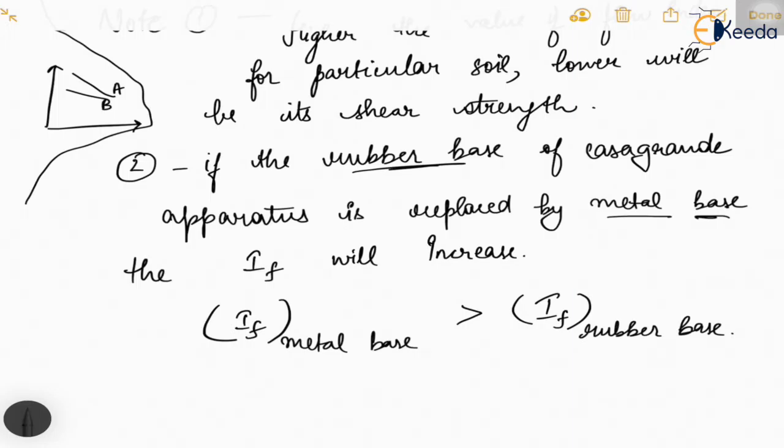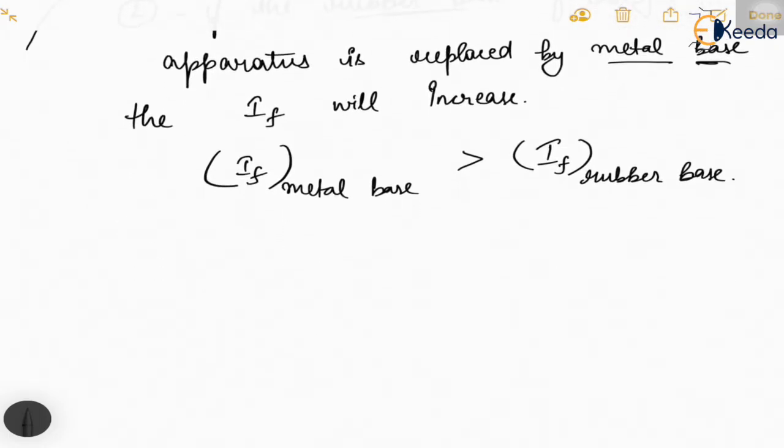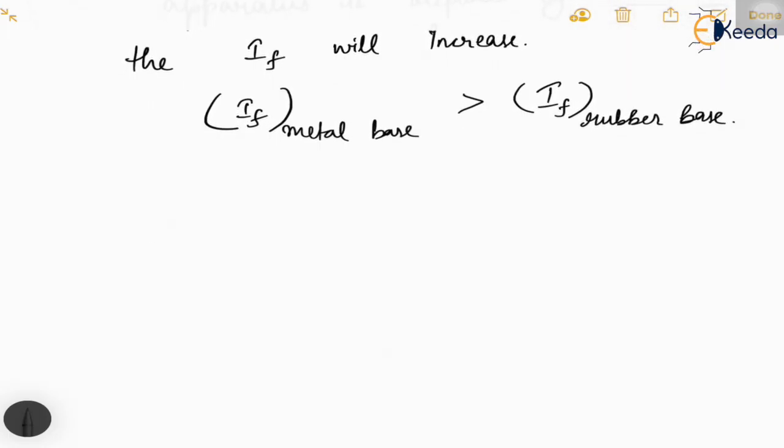So due to the change in impact force, we observe that the flow index value changes, and the flow index value for metal base turns out to be higher than the flow index value for rubber base. This simple thing can be drawn in the form of a curve as well. So we can obtain the different values of flow index.